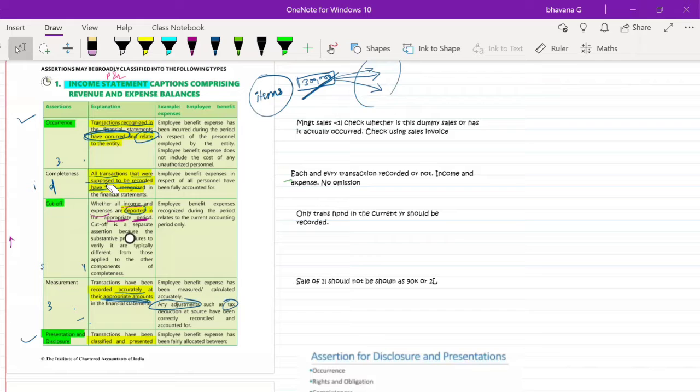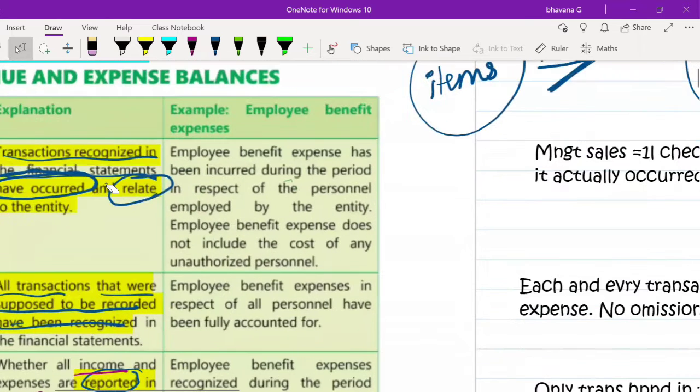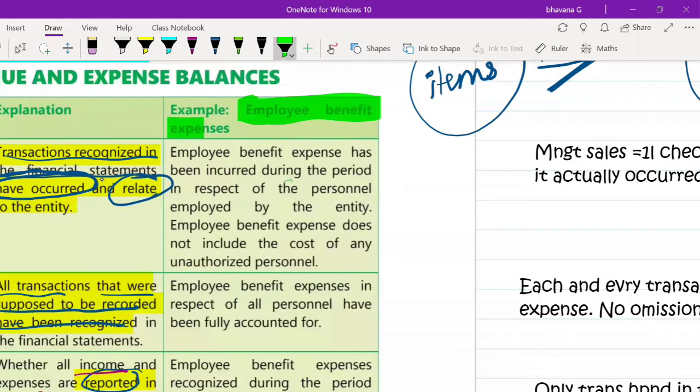So now I'm going to tell you another example. Okay. Now we are going to see an example from the textbook. Now we have understood it in reference to sales. Now we are going to take the example of employee benefit expenses. Okay, employee benefit expenses we are going to see.